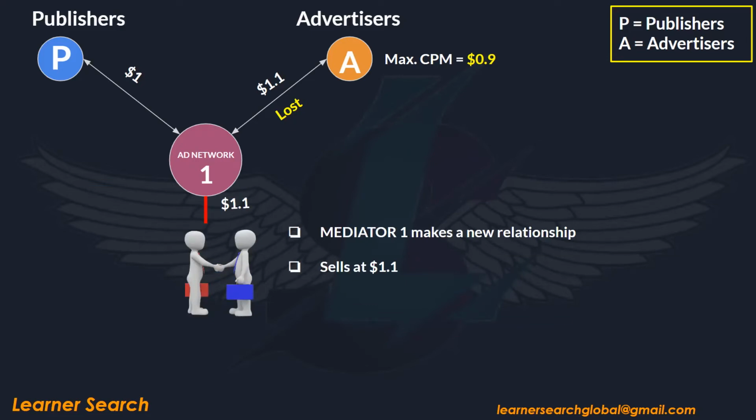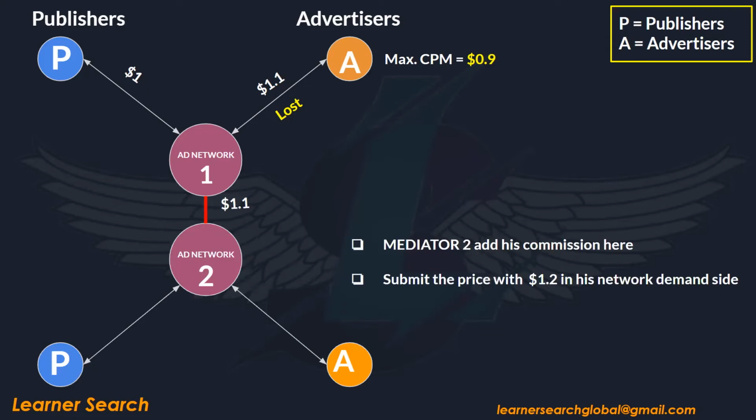Mediator one makes a new relationship. It means he'll go for a new relationship, nothing but ad network two, with the same price. Now ad network two is having supply and demand again. Ad networks obviously have supply and demand only. Whenever he takes the request from the mediator, he adds his commission. So whenever this request comes, he definitely adds some commission to that, and submits the price as 1.2 to his network demand side, in the sense advertisers.